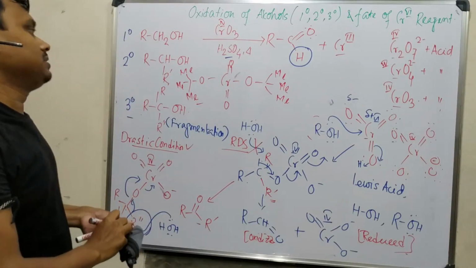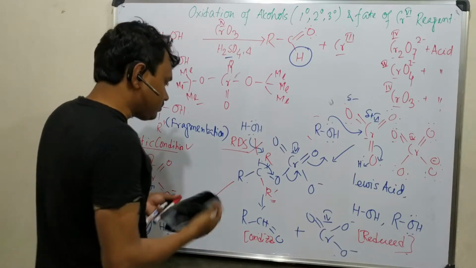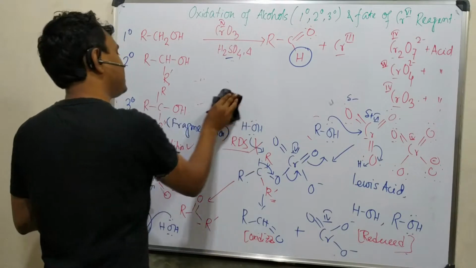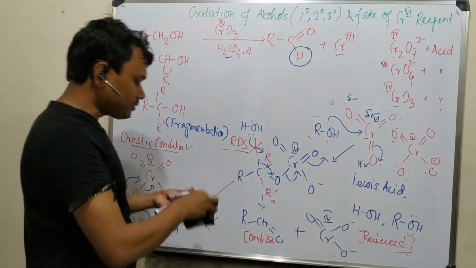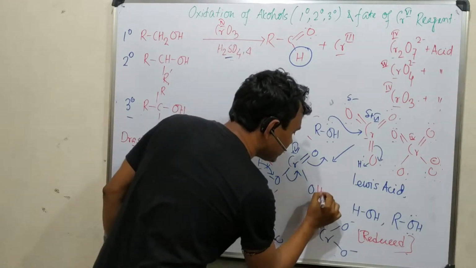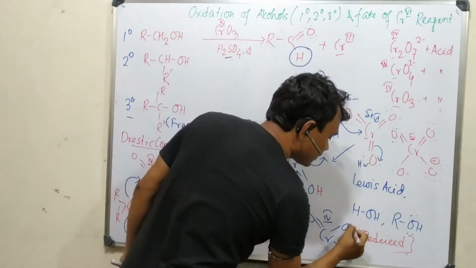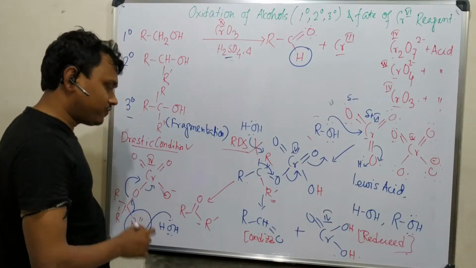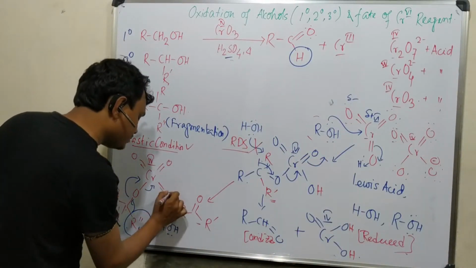And another thing, as I told, okay, I made one mistake here. In every case, I have shown this O minus, but actually this O minus will not be there. It will be converted to OH. Why? Because the medium is acidic. Fine. So it should be this.